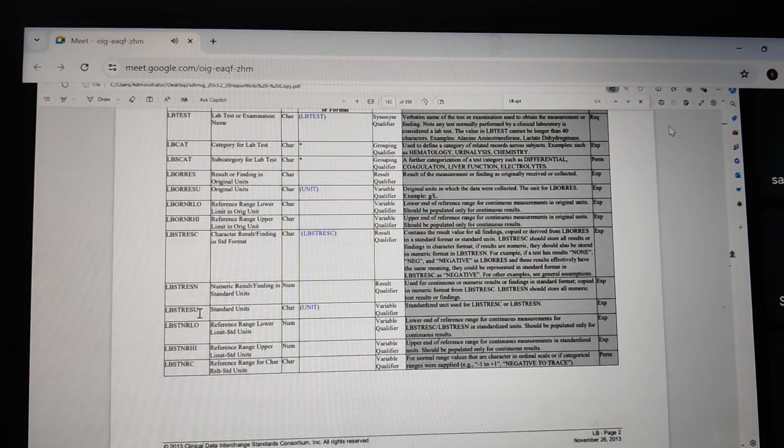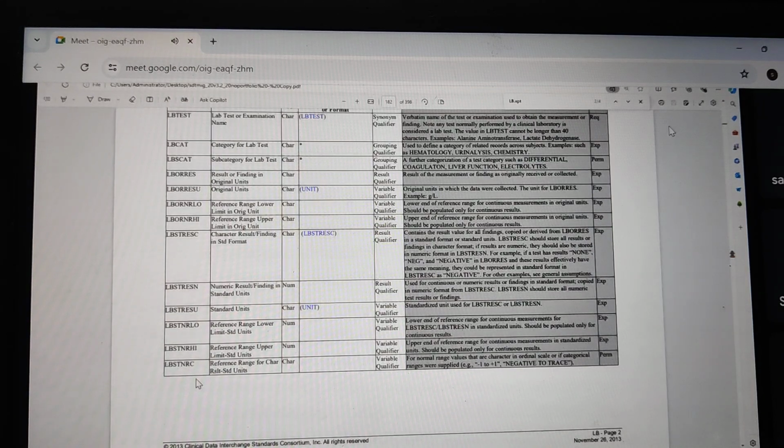Why? Let's assume a test is captured in gram per liter, but the standard unit is mg per liter. Then obviously we need to convert using a conversion factor of 1000. So gram per liter is the original result and mg per liter is the standard result. Then the biological reference ranges will also change based on the units. So that is the standard high and low range indicators: LBSTNRLO and LBSTNRHI.